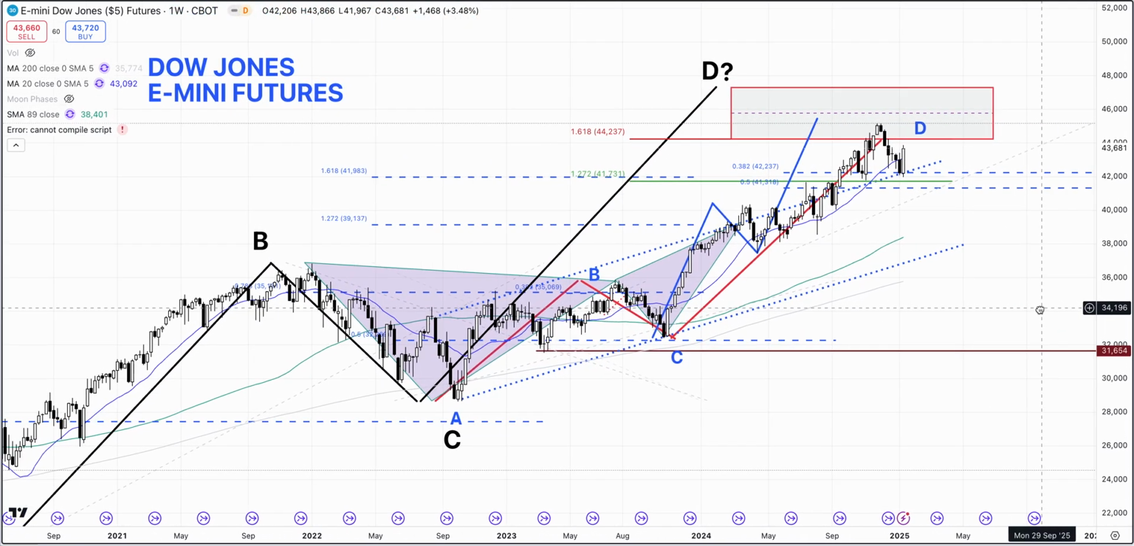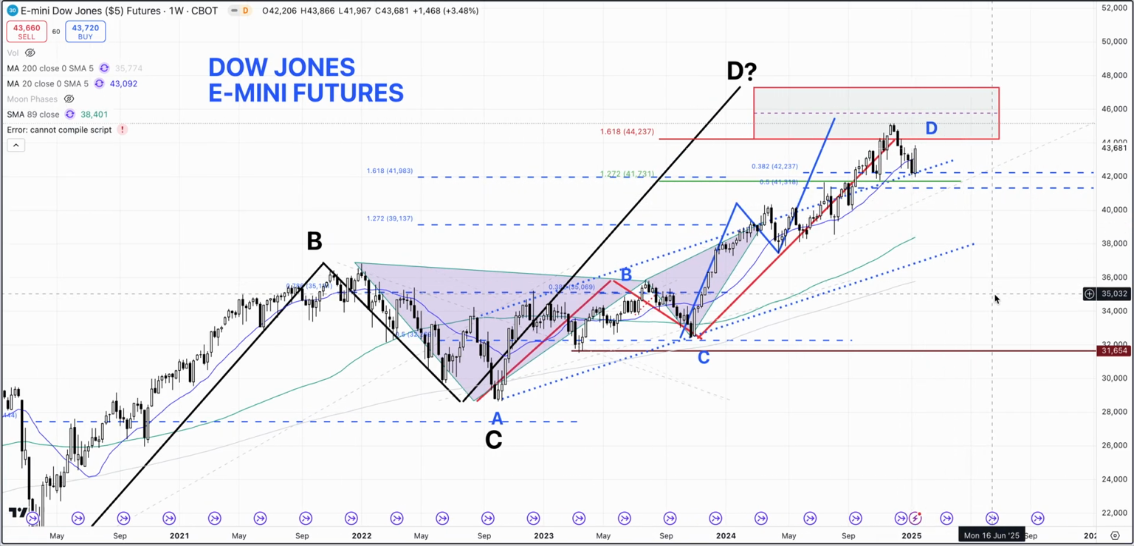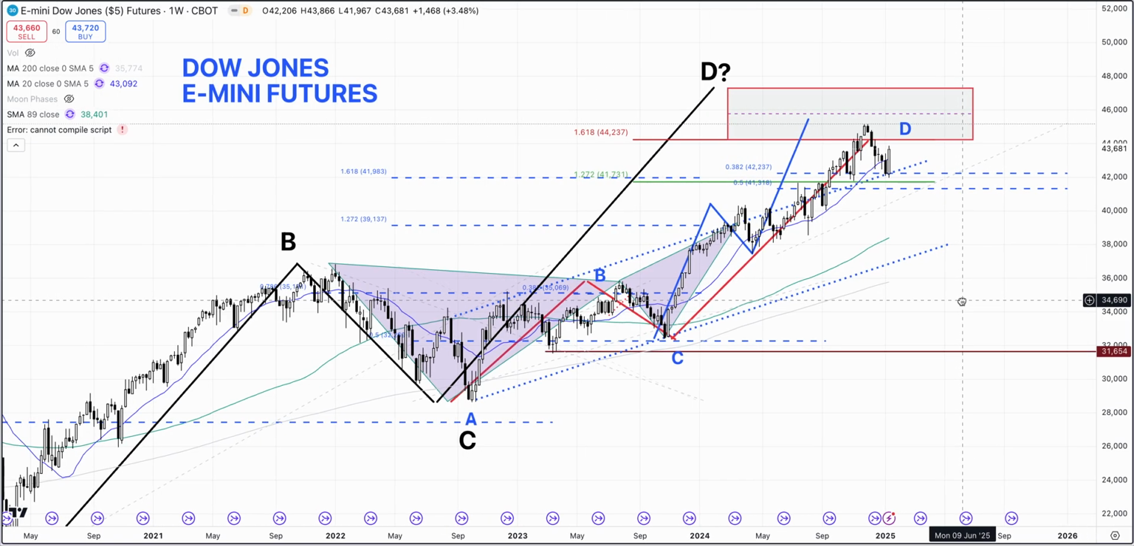So a pretty nice looking candle. It's a bullish engulfing candle. This bearish candle is inside that. Yeah, pretty nice price action which took place last week. Let's see if we get a follow through bullish price action this coming week, a shorter week as well.